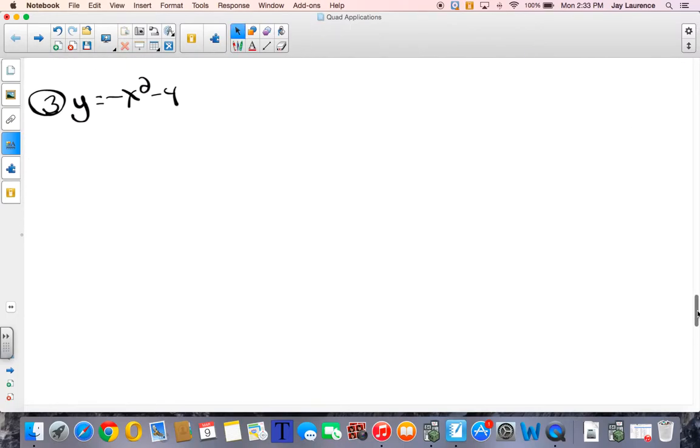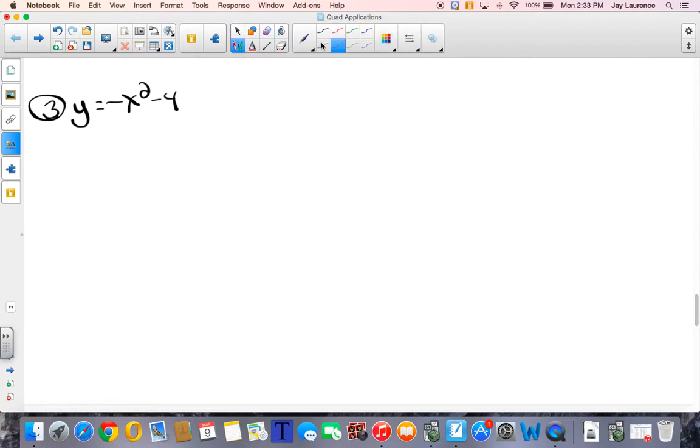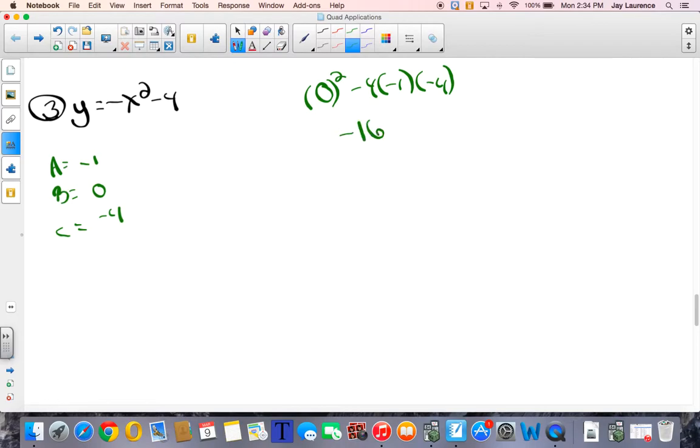Okay, so remember, first step, find the discriminant. So I'm going to go a, b, c: a is negative 1, b is 0, c is negative 4. Discriminant is b squared minus 4ac, which I think is going to be negative 16. No solutions, no zeros, right? So I'm not going to use the quadratic formula on this one.